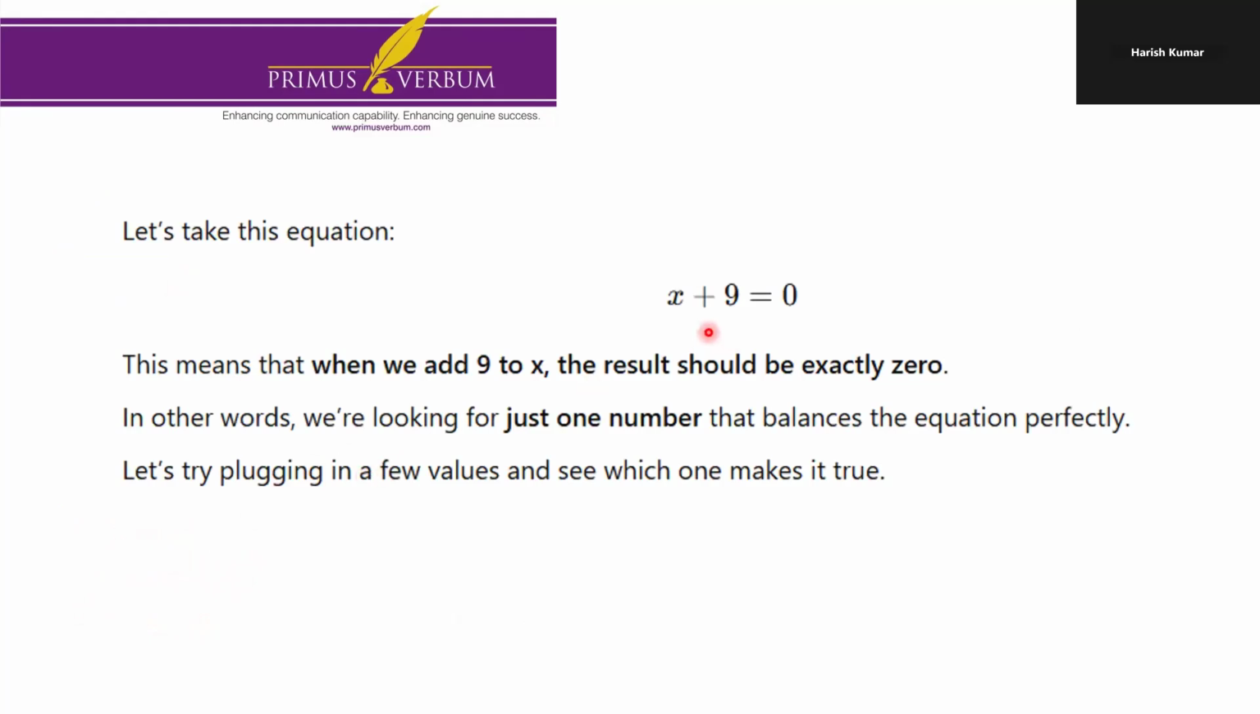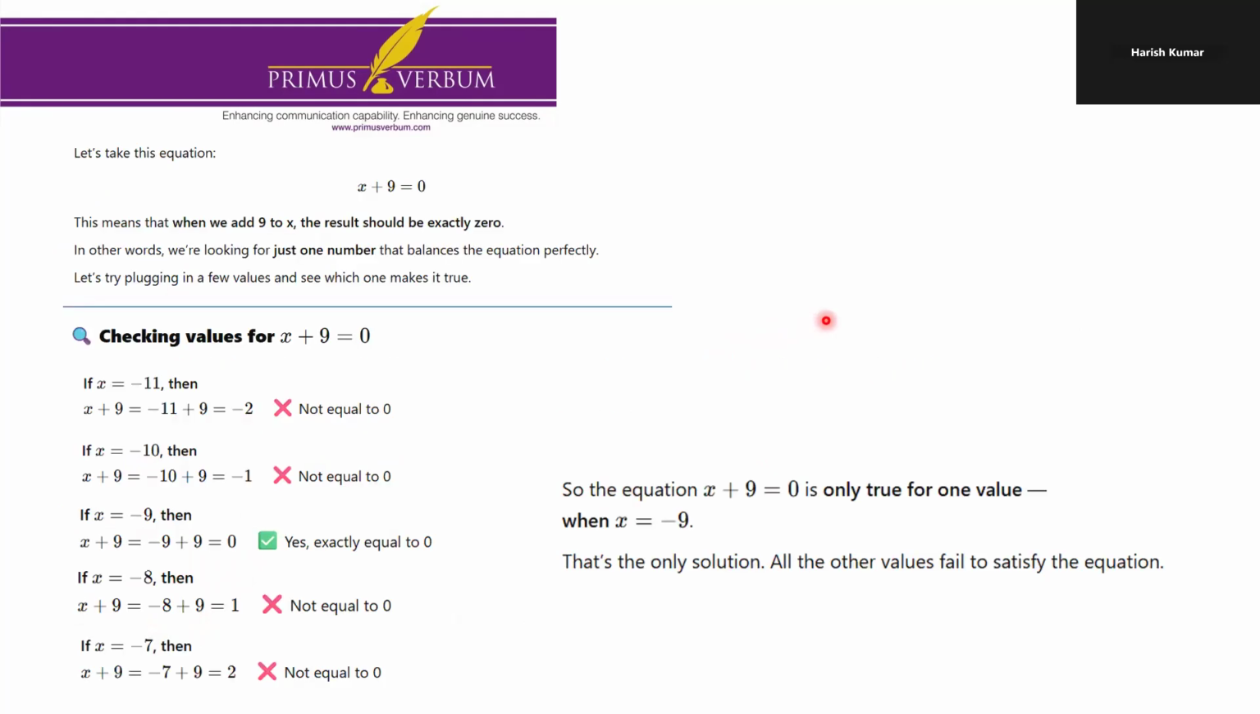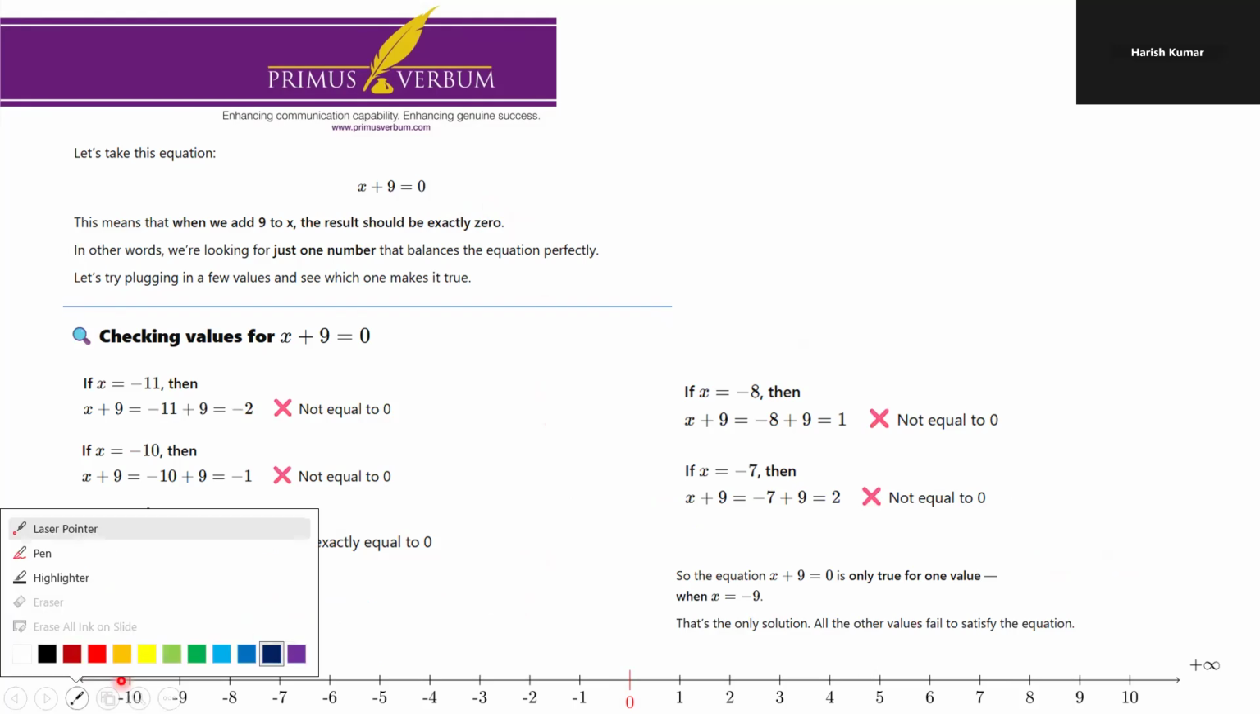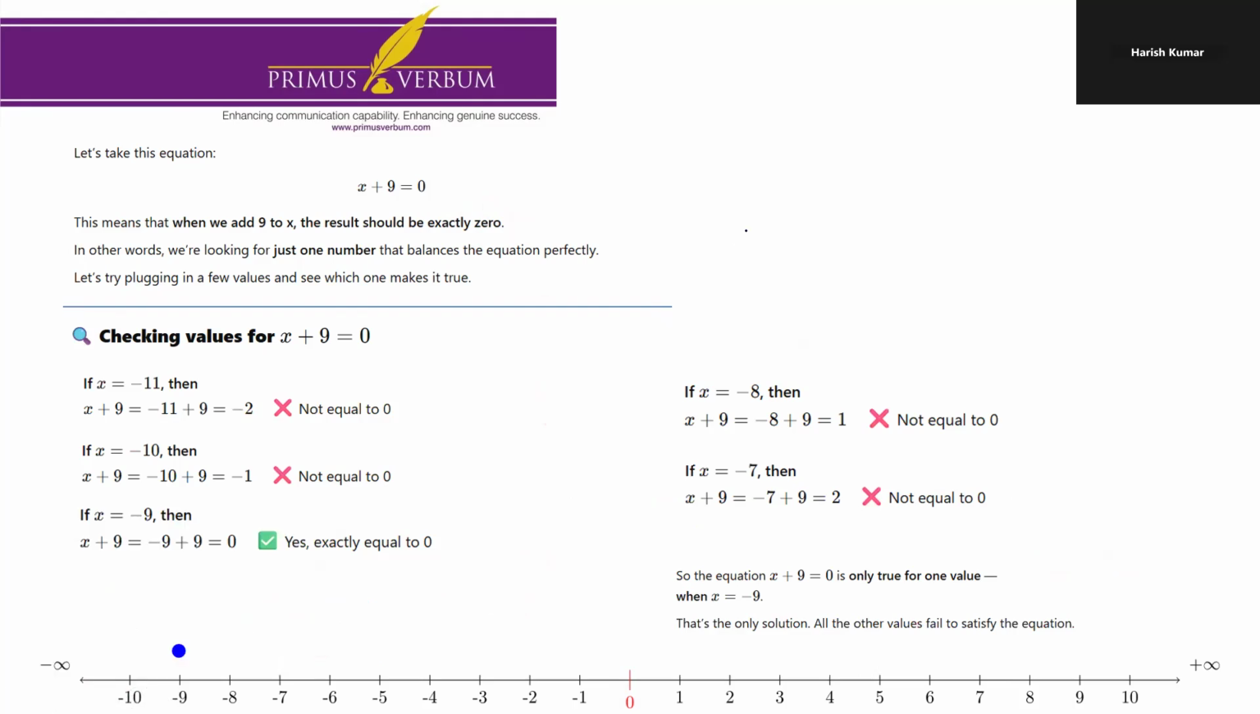Now let's take this equation. X plus 9 is equal to 0. Once again, we try to solve it by assigning different values of x and finding out the one value at which this equation becomes true. And then we plotted it on the number line. Once again, we can arrive at this answer smartly by using the algebraic method. We have x plus 9 equal to 0.